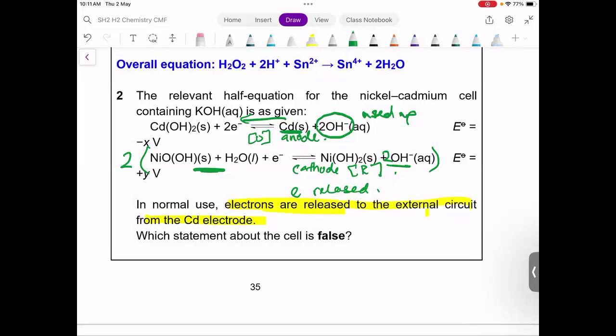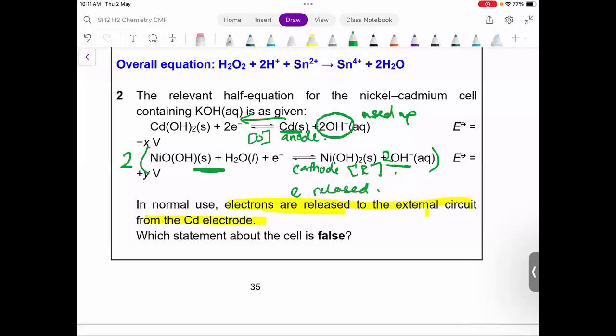That's one way of looking at it. Another way is you add up the 2 half equations. You notice that in the overall equation, hydroxide is not involved in the reaction. Therefore, since it's not involved, its concentration should remain unchanged. There are 2 ways.